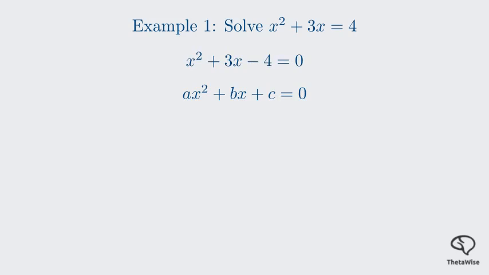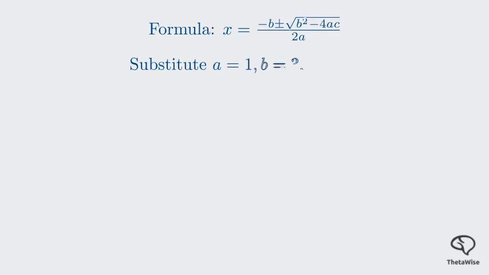Our next step is to identify the values of a, b, and c. Looking at the x squared term, we see it's just x squared, which means its coefficient a is 1, the coefficient of the x term b is 3, and the constant term c is negative 4. Make sure you get the signs right. Now that we have our values for a, b, and c, we can use our formula. We'll substitute a equals 1, b equals 3, and c equals negative 4 into the quadratic formula. Let's plug them in carefully, one by one.